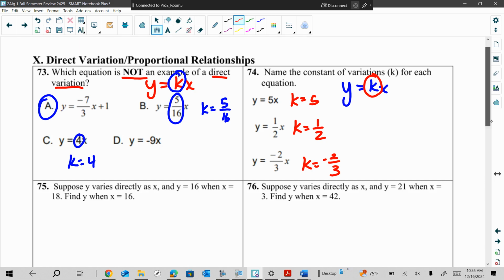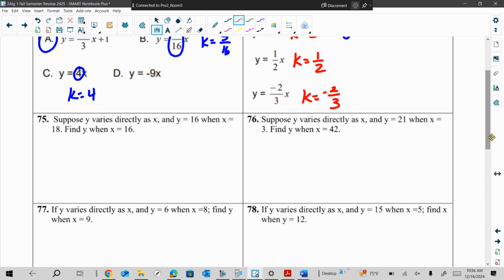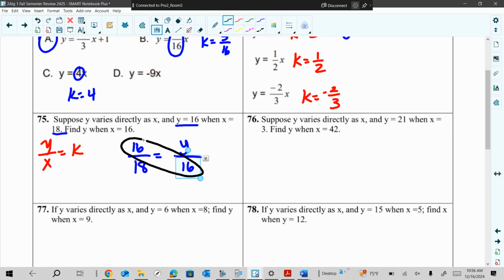Now, when we get to this section, suppose y varies directly with x. y over x is how I get to my k, so it has to be set up with y on top and x on the bottom. To solve this, we do a proportion. Since they're telling me y is 16 when x is 18, that would be 16 over 18. That's going to equal, find the y, which is on top, when x is 16.